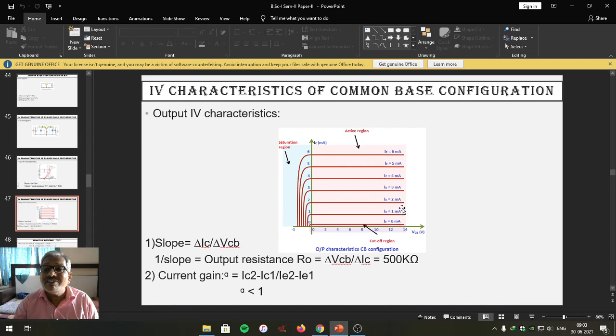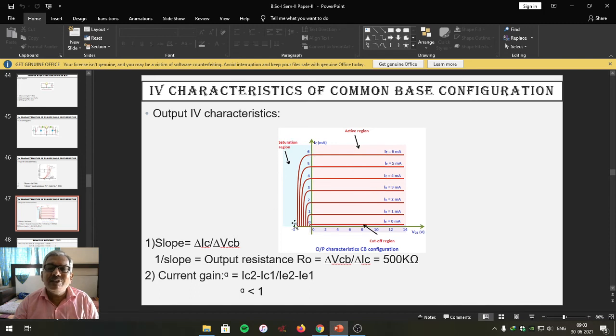The region above IE equal to 0 milliampere, and to the right side of IC axis, means this entire region above IE equal to 0 milliampere, is called as active region. If the transistor is able to work in the active region, naturally its input junction is forward biased, whereas output junction is reverse biased, and thus it works as an amplifier when it is made to work in the active region.